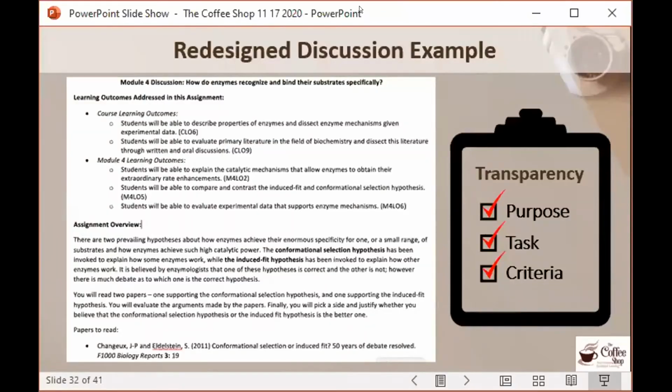So this is an example of a little bit of what one discussion looks like. I have the learning outcomes first and foremost, what the students are going to learn and what they're going to do. I have the assignment overview. I have the papers they're going to read. Not shown are the questions they have to answer aligned to the module learning outcomes. And then I also have a rubric, not shown, that aligns each question to the mastery of those learning outcomes.